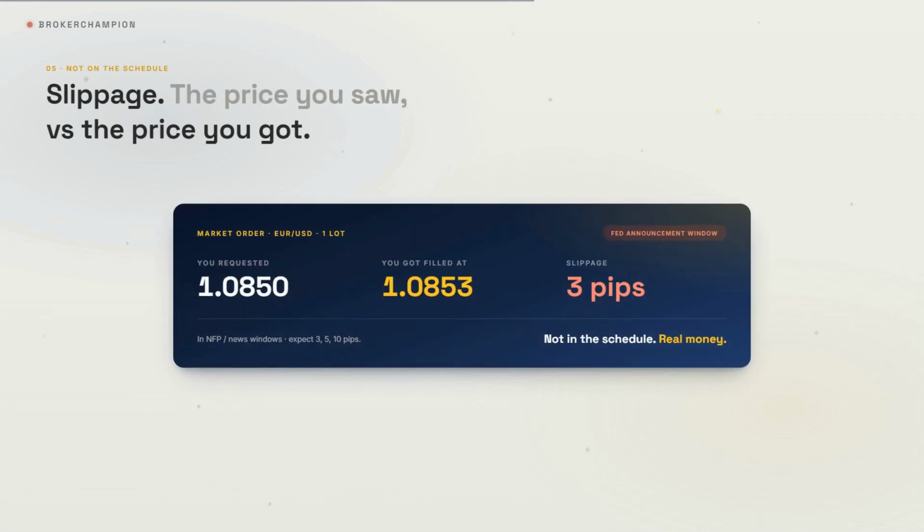Now, a quick note on the costs that aren't even in the fee schedule. Slippage on market orders. The price you saw isn't always the price you got. In normal liquidity, the difference is a fraction of a pip. During a Fed announcement or a non-farm payroll print, slippage can be 3, 5, 10 pips. Not in the schedule, real money.